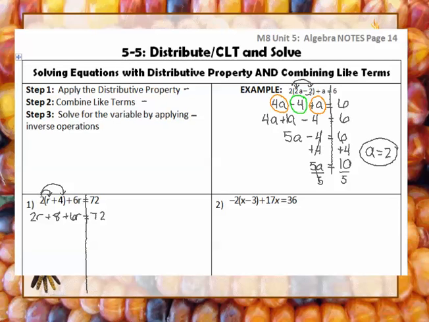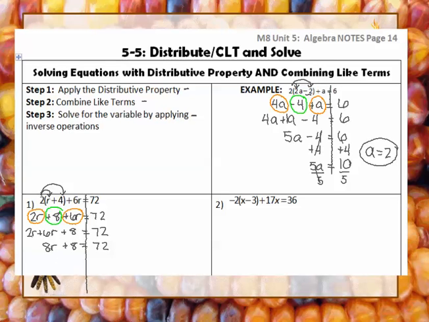Now that I've done my distributive property, I need to see, do I have any combining like terms? Well, I have r's and I have constants. I have 2r and 6r, and then I have this positive 8 constant. I'm going to rewrite it so my r's are in front: 2r plus 6r plus 8 is equal to 72. 2r plus 6r gives me 8r plus 8 equals 72.